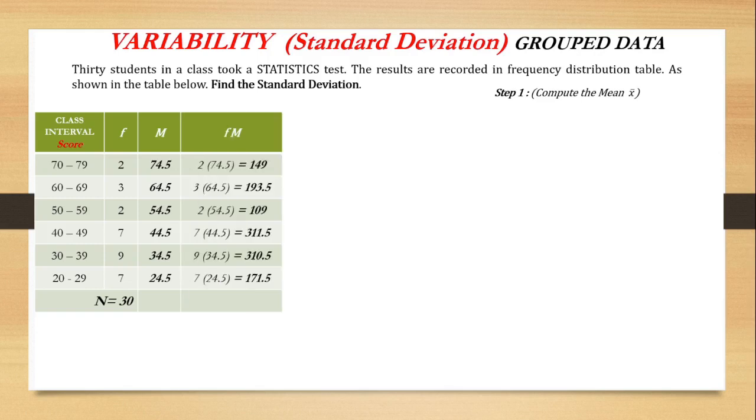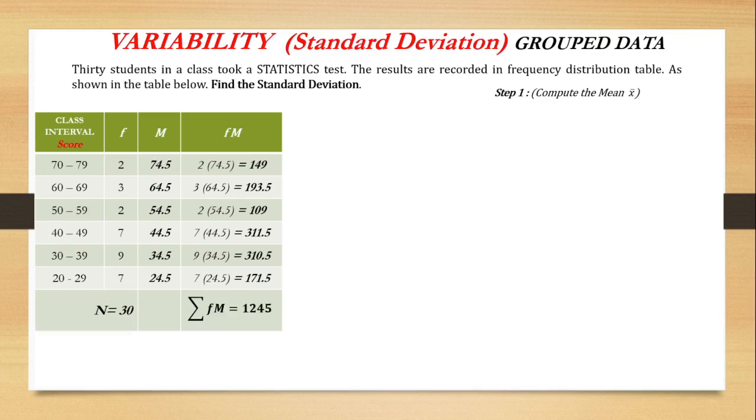After, we have to multiply the frequency and the column of the midpoint. 2 times 74.5, that gives us 149. 3 times 64.5, that gives us 193.5. 2 times 54.5, that gives us 109. 7 times 44.5, that gives us 311.5. 9 times 34.5, that gives us 310.5. 7 times 24.5, and that gives us 171.5.